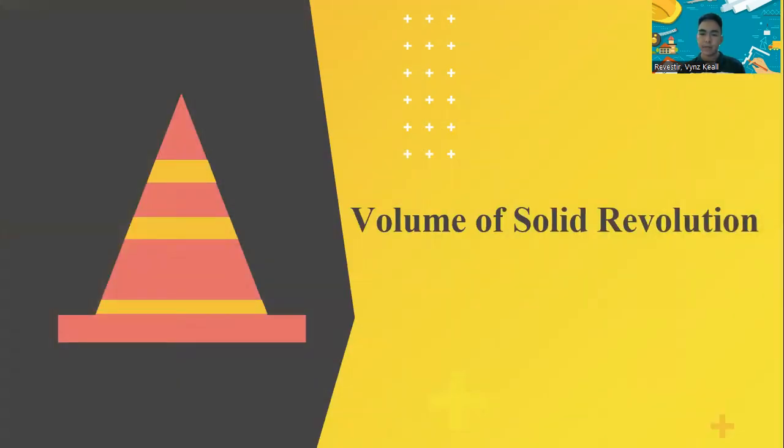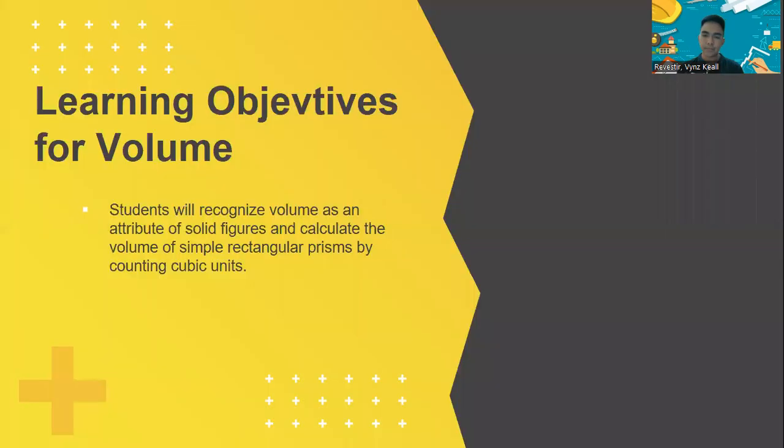Our next topic is about volume of solids of revolution. The learning objectives for volume: students will recognize volume as an attribute of solid figures and calculate the volume of simple rectangular prisms by counting cubic units.